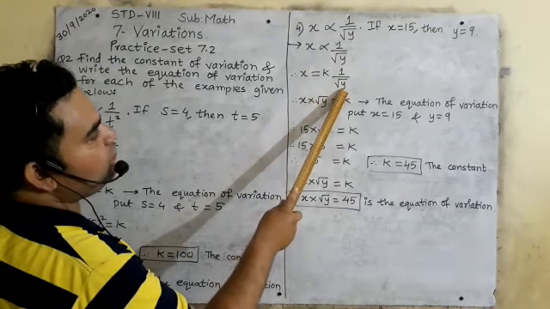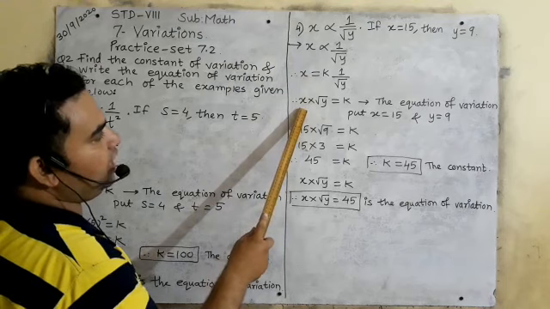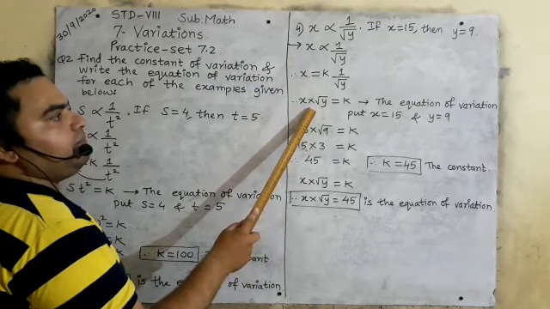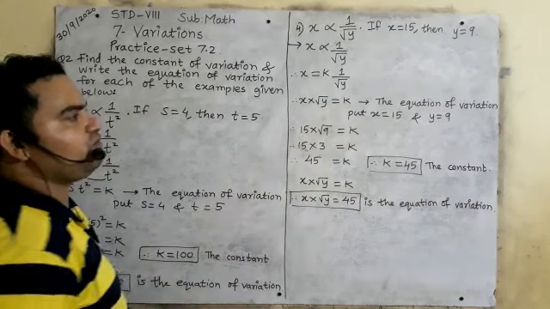Now this square root of y is in division form. It will go to the left hand side. It will multiply with x. X multiplied by square root of y is equal to k, and this is the equation of variation.